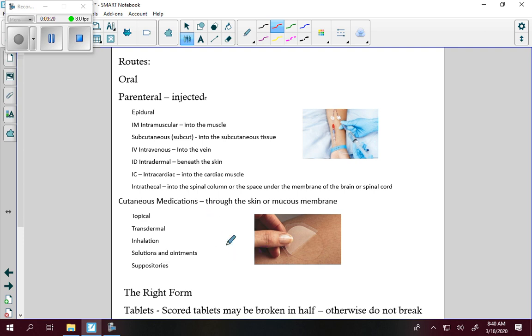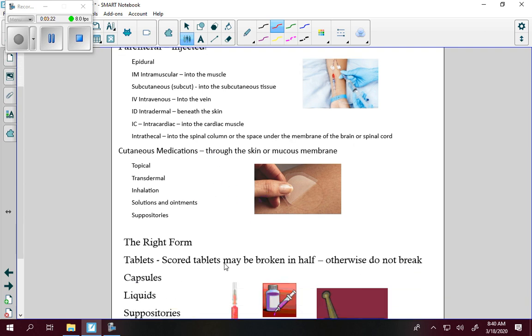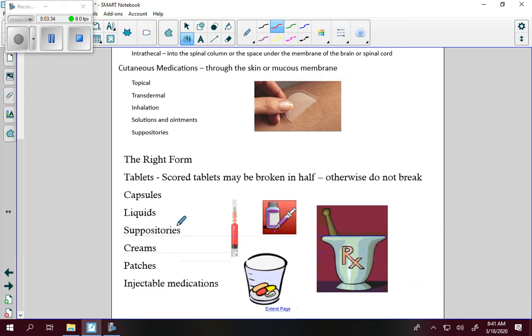There are cutaneous medications, which is through the skin or mucous membrane. They can be topical creams, transdermal, can be inhalation through solutions and ointments, and through suppositories. There's more of the right form. They can be in tablets, capsules, liquids, suppositories, creams, patches, and injectable medication. Note that scored tablets may be broken in half, otherwise we should not be breaking them.